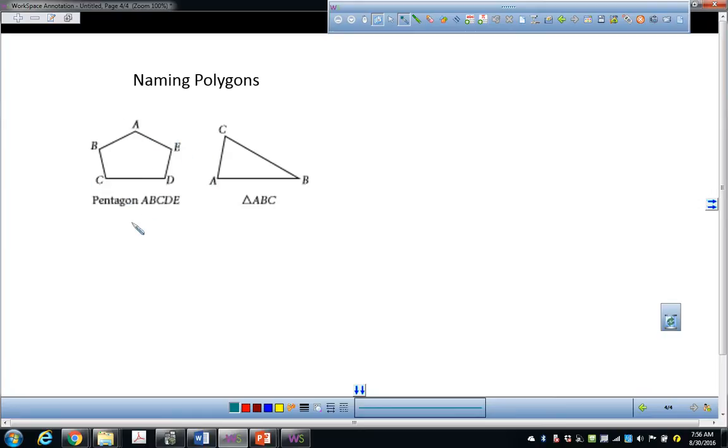I cannot name it A, C, B, D, E, right? So you have to go in order of the points. So this triangle could be named ABC. Who could give me another name for this triangle? Go ahead, Kim.